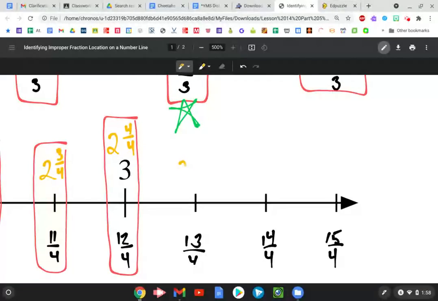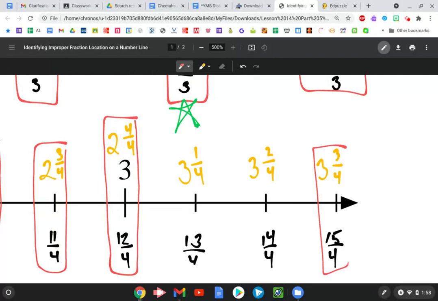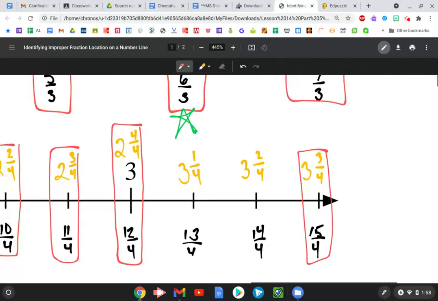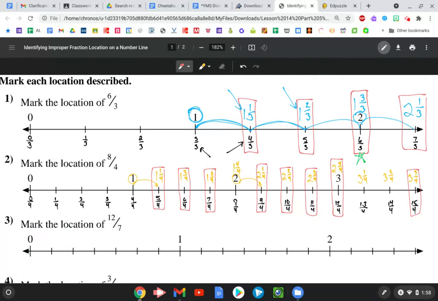All right, did you say the next number was 3 1/4? And then 3 2/4? And then 3 3/4? And 3 3/4 is equal to 15/4. All of these numbers are equal. Let's zoom out here and take a look at this number line. Boy, oh boy, look at that. Now, there are some directions, right? The directions say mark the location of 8/4. So now that this entire number line is labeled, we can quickly see that 8/4 is right here. So like the last problem, I'll use a green star to mark that location.